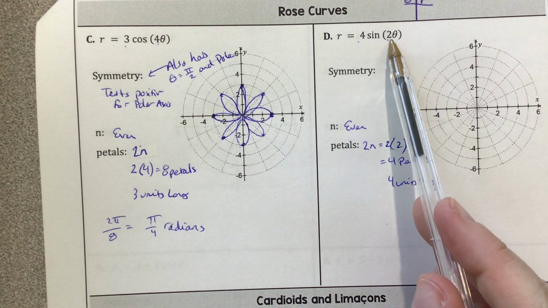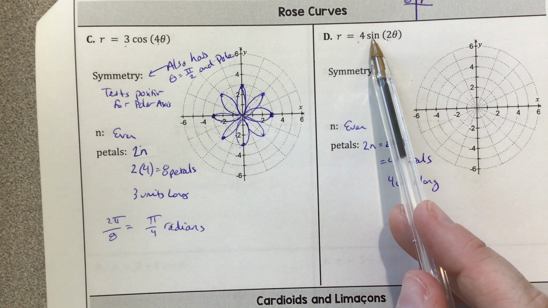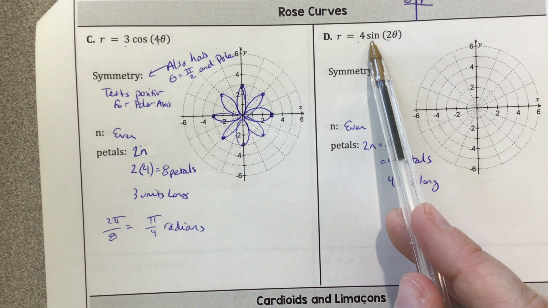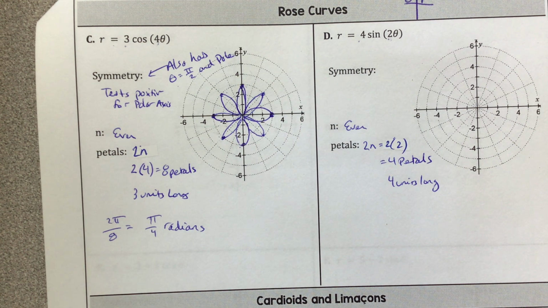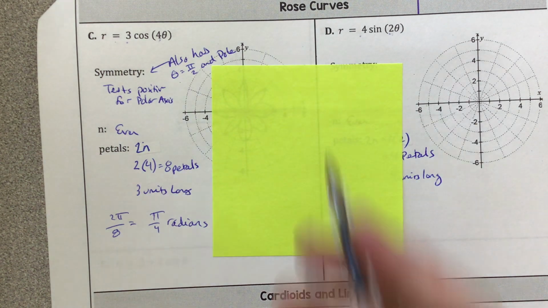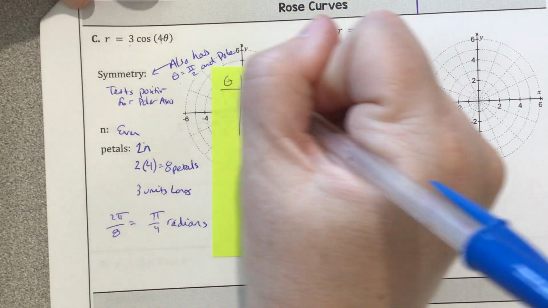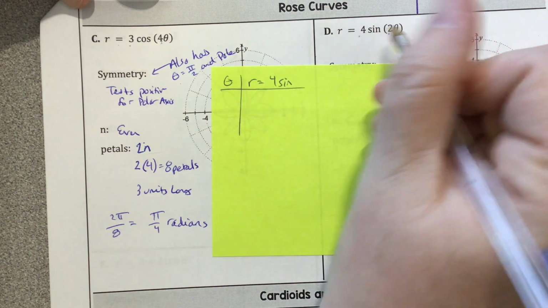But because n is even, I'm not guaranteed that the first petal hovers over the sine y axis, the theta equals pi over 2 axis. So here, again, because n is even, I have to start by building a table of values, plugging into the equation until I can find a full-length petal to plot. So I have theta values plugged into the equation. r equals 4 sine of 2 theta.